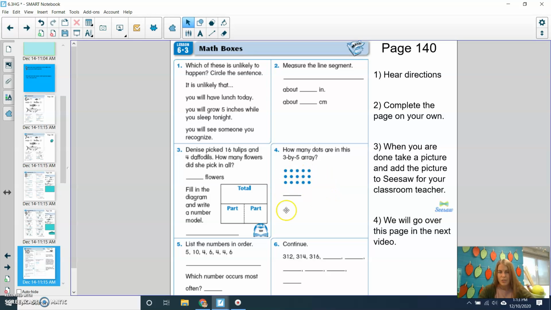How many dots do you see in this 3 by 5 array? For question 5, list the numbers in order from smallest to largest, and then tell me which number occurs the most often. And for our last question, number 6, continue the count and pay attention to what pattern you see in that count. All right, I will see you next time.